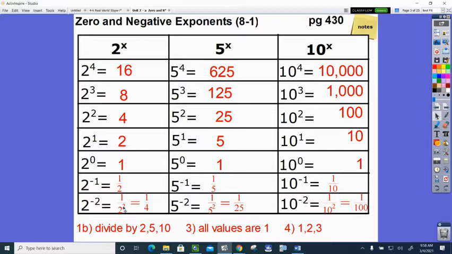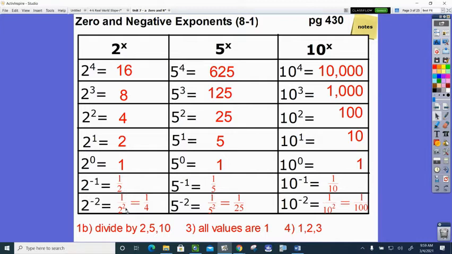So your question for 1B was to look at the values that you used to replace in the blanks. What pattern do you see? And you should see that you're dividing by 2, going down this column, dividing by 5, and over here, you're dividing by 10. The second question was just to finish filling in the chart. We've already done that. The third question was, did you notice a pattern in the 0 row? And we noticed they're all equal to 1. And then finally, it was asking about the exponents. 2 to the negative 1. The exponent on this 2 is a 1.